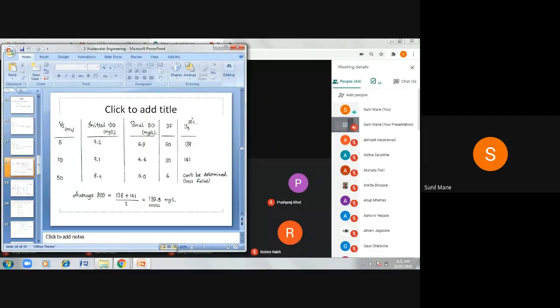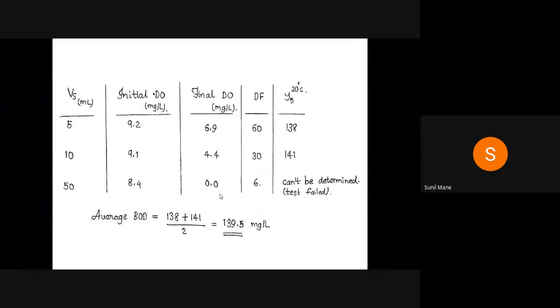Let's guess that there is no problem. So we can go further with this one. It should be understood that whatever the final result we are going to get, if it's zero, then we should write that as a test failed. And the observations here, you can see the initial observation we should have, final observation we should have, and based on that, based on the dilution factor, we can get our BOD, that is biochemical oxygen demand.